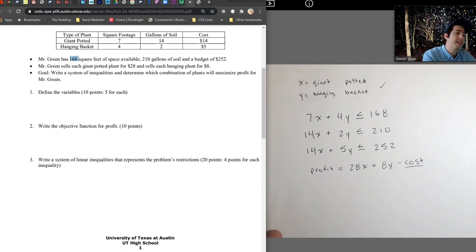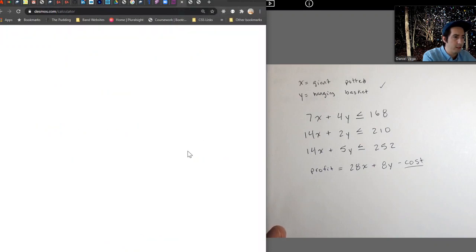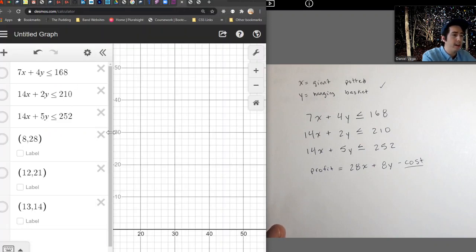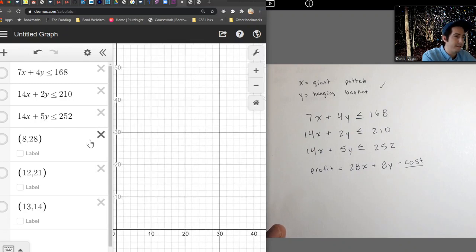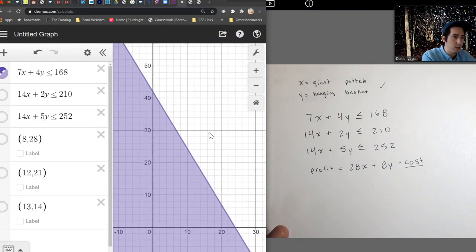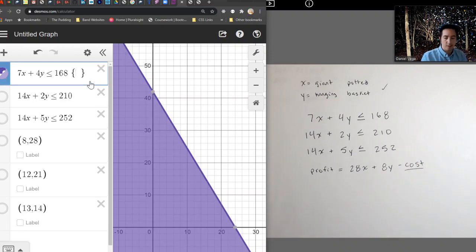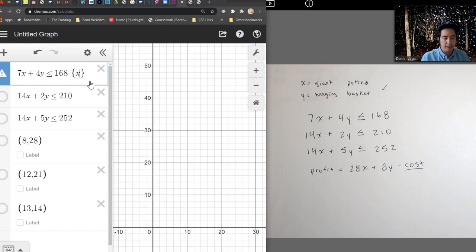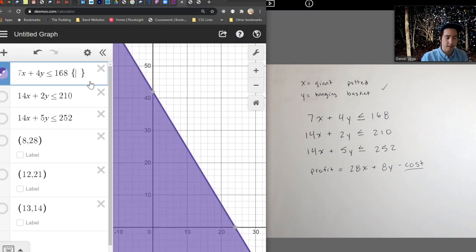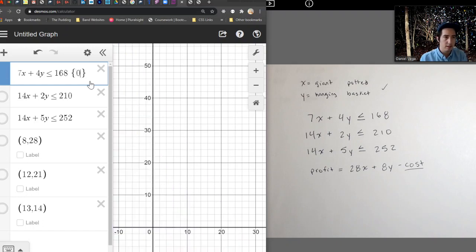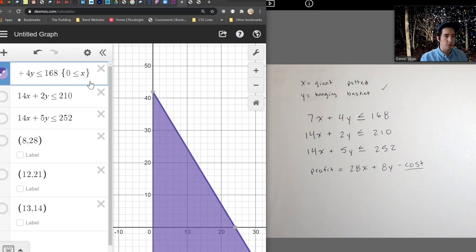Okay, so from here, now that we got that squared away, we can use Desmos. So I'm going to go to Desmos, and I've already been working on it. If I look at the first equation, 7x plus 4y is less than or equal to 168. And I could even, in Desmos, if you put these curly brackets, you can add restrictions for x. So x is going to be greater than or equal to 0.